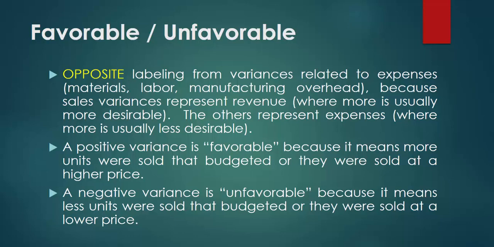But now we're on the other side of the coin. We're on the sales side. And on the sales, negative means that you sold less or that you received less in revenue for your units that you sold. And that is not generally a good thing. And so when we see a negative number for sales variance, that is considered to be unfavorable. When we see a positive number for a sales variance, that is considered to be favorable because it means that we sold more or we made more per unit.